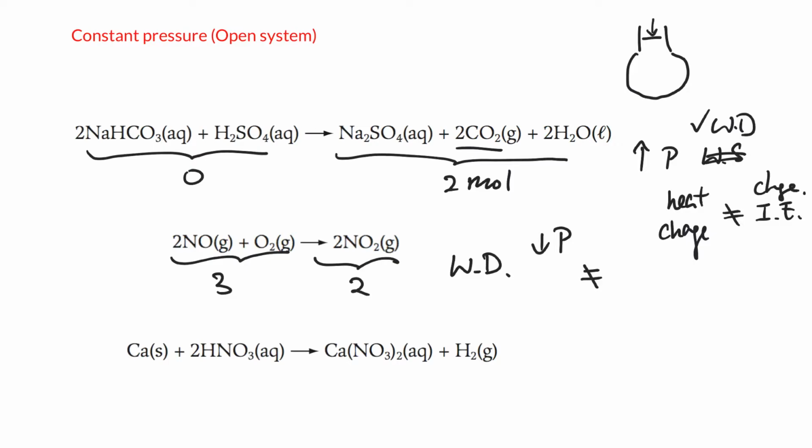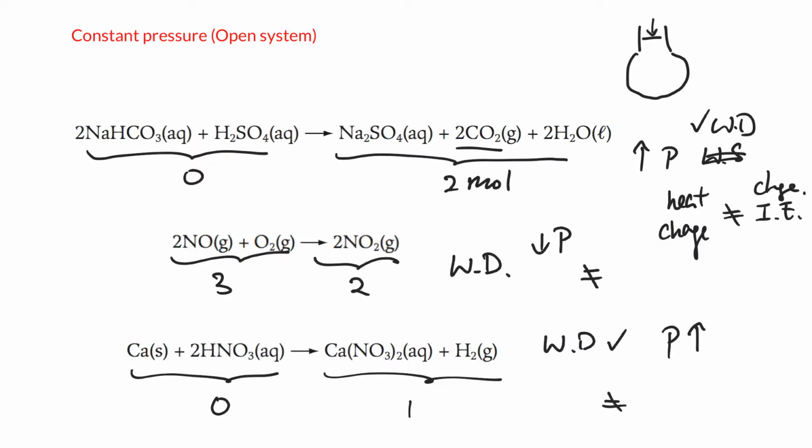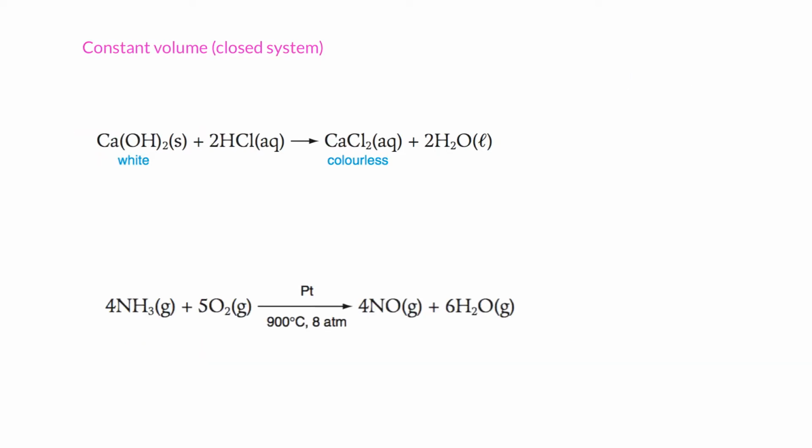The third one, you can see that here we have no gases, but we've got 1 gas here, so we do have work done here, and pressure will increase, so therefore they won't be equal as well. So for this reaction, these two reactions occur under a constant volume, a closed system.